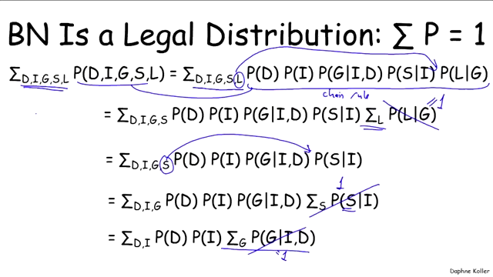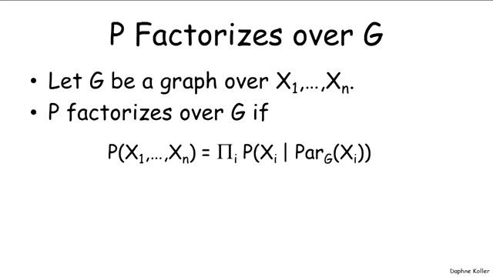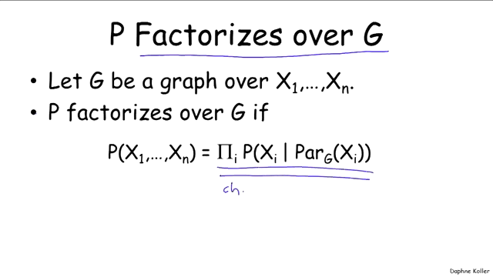Okay. So now let's just define a little bit of terminology that will, again, accompany us later on. We're going to say that a distribution P factorizes over G, meaning we can represent it over the graph G, if we can encode it using the chain rule for Bayesian networks. So a distribution factorizes over a graph G if I can represent it in this way as a product of these conditional probabilities.